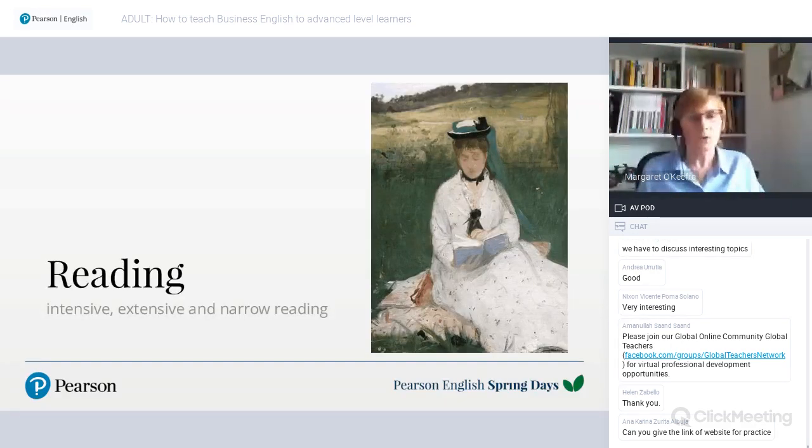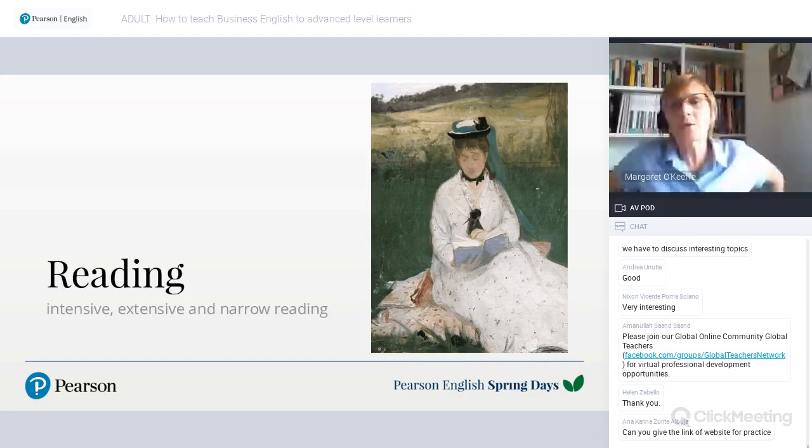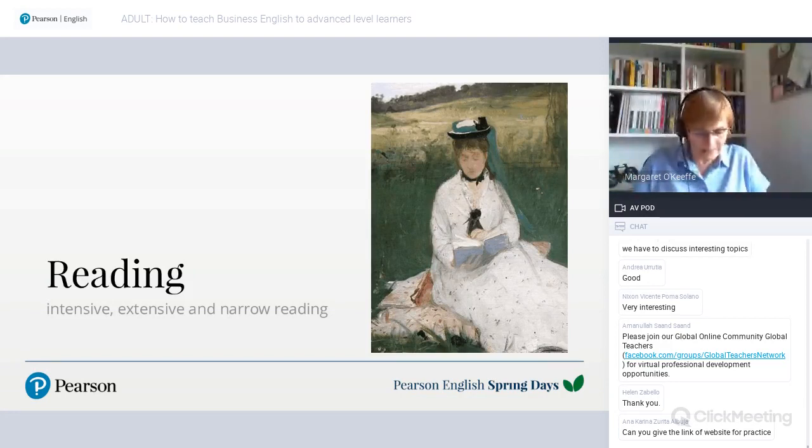The next area I wanted to look at was reading, and the types of reading that we do in class, the types of sub-skills that we practice. And one of the things I want to say about reading, it's obviously very, very important at this level, and I'll explain some reasons why in a moment.